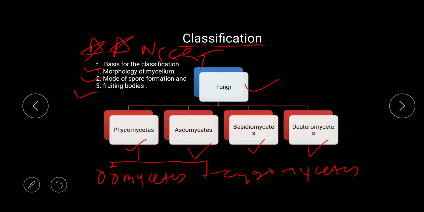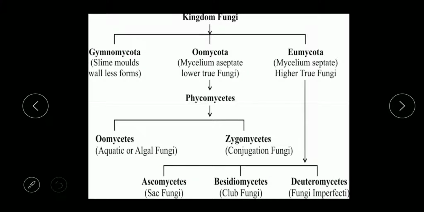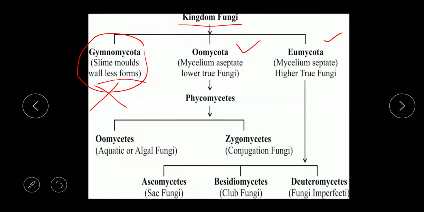Okay, so now we start with the classification. Kingdom fungi was classified into the Gymnomycota, in which slime molds and wall-less forms were initially considered, but later on we have kept them in kingdom Protista, so there is no talk about this one in this part. But in this part there is Oomycota and Eumycota. In Oomycota, Phycomycetes come, and Phycomycetes are Oomycetes and Zygomycetes. Now remember, Oomycetes are also known as aquatic or algal fungi, and Zygomycetes are also known as conjugation fungi.